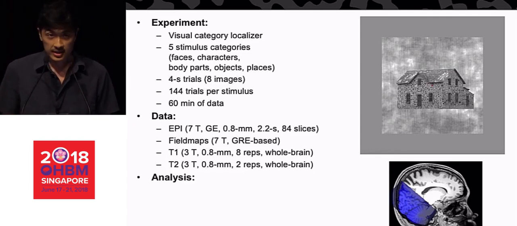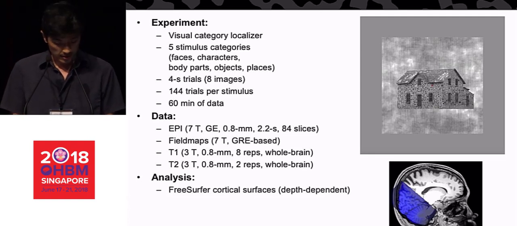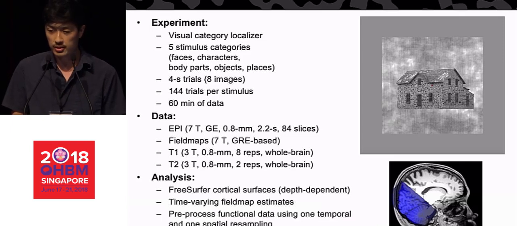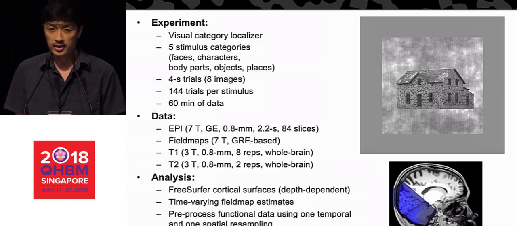Now, in terms of the data analysis, there are many details. I refer you to the preprint to see all the details. I just want to briefly go over the main steps. We use FreeSurfer to generate cortical surface representations. We use these time-varying field map estimates to precisely correct for EPI distortion. And finally, in terms of pre-processing the functional volumes, we do 2 steps. One temporal step to correct for differences in slice acquisition times, and a second step to correct for head motion and distortion, as well as getting the functional data onto these cortical surface representations. This was all done in a single spatial interpolation operation.